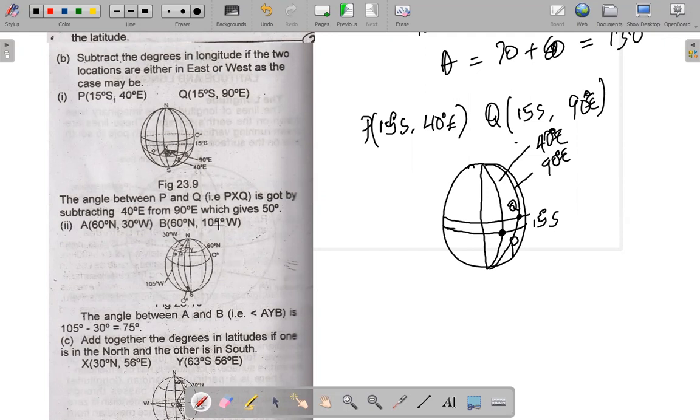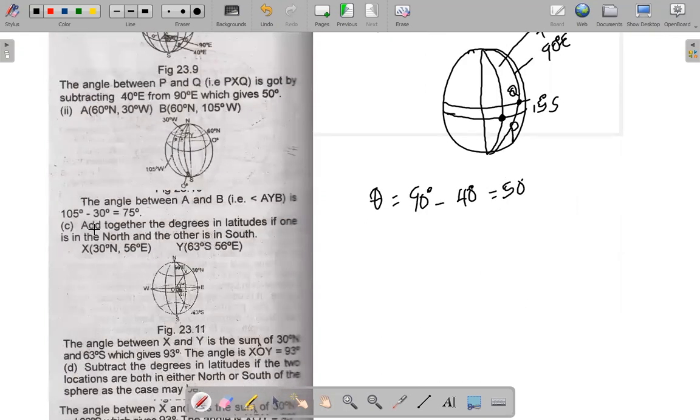And the angle P and Q, that is PSQ, is got by subtracting 40 from 90. We are subtracting 40 from 90 because both of them are on the same side. If they are on different sides, we add. If they are on the same side, we subtract. So theta here will be 90 degrees minus 40 degrees, which is 50 degrees.